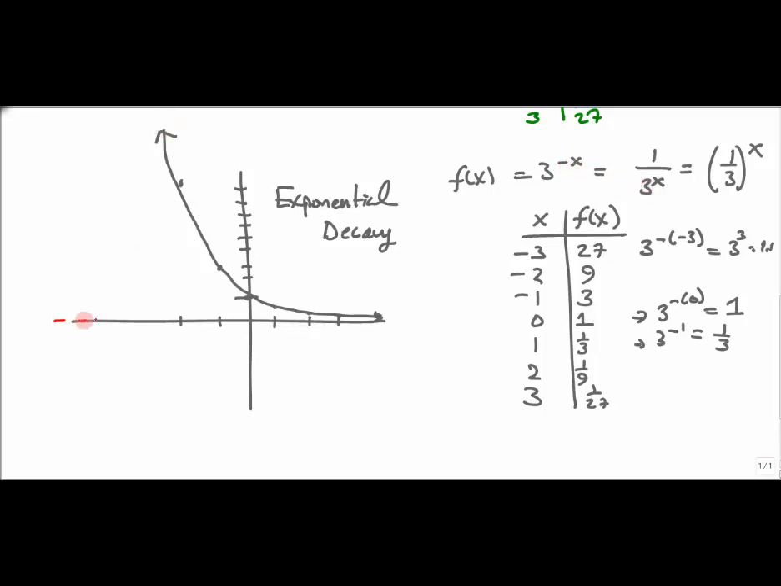This also has a horizontal asymptote at y equals 0. This is the equation y equals 0. And it gets closer and closer to the x-axis, but actually never crosses it. So these are some pretty interesting characteristics about an exponential function.